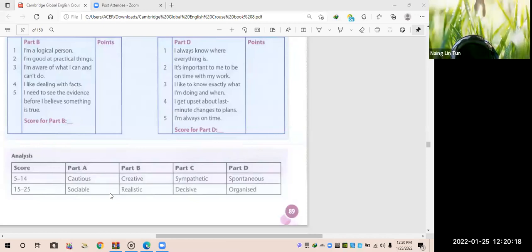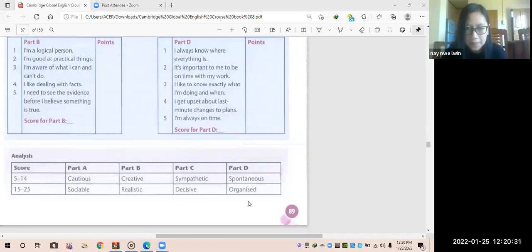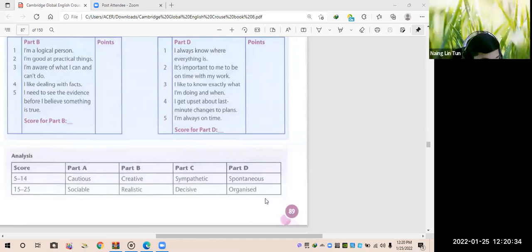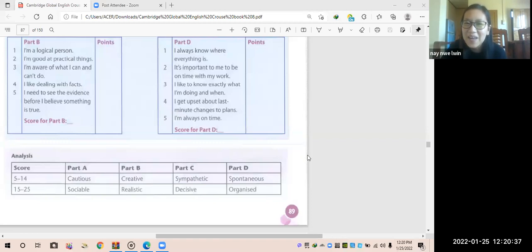For part A, I got 17, so I'm sociable. Part B, I got 19, so I'm realistic. And part C, I got 19, so I'm decisive. And for part D, I got 18, so I'm organized. Okay, so you're the same with the girls. Okay, Midu, this time. Midu, are you ready? Okay, so I'll skip her. Nwe Lwin.